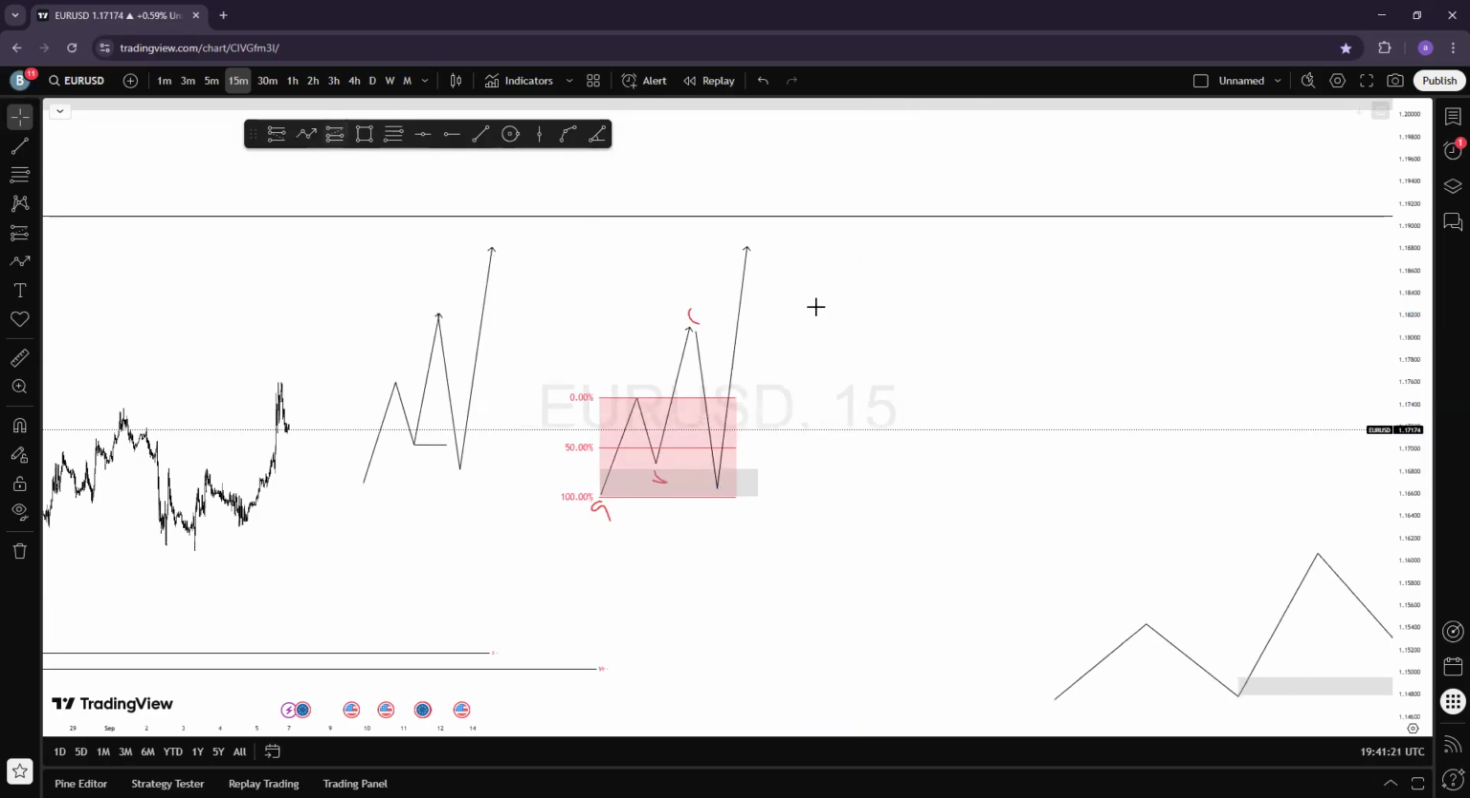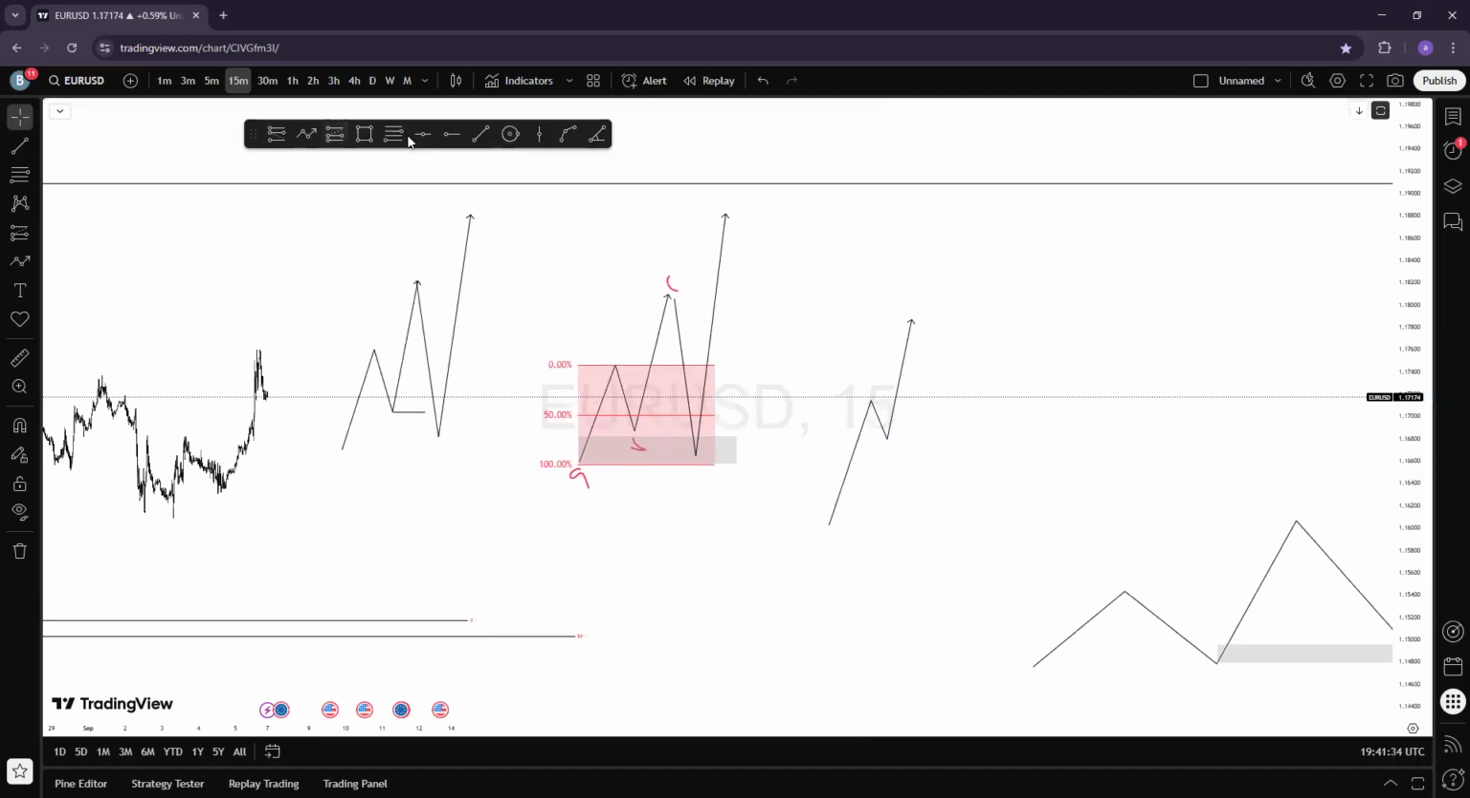And then the other one, an incomplete pullback, is when we have A, B, and C. Now let us measure. This is our pullback and this is our B leg. If you take our measurement from this point to this point, we can all see that it is not up to 50% retracement.